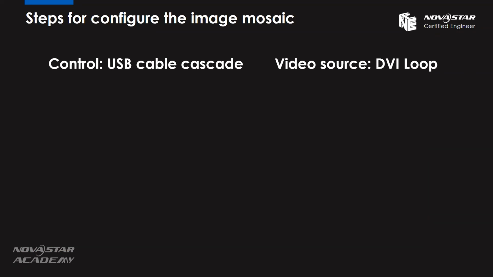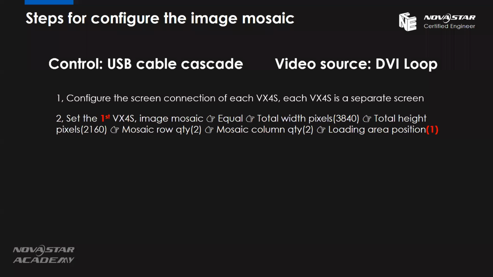So let's have a short review of the steps to configure the image mosaic. First, for the control channel, we use a USB cable to connect the control PC to the first sending card, and we cascade all the VX4S via the USB cable. And for the video source, it comes from the control PC, the DVI signal, and we use the DVI loop to the second one, to the third one, and to the fourth one. And we need to go to the software to configure the screen connection of each VX4S. Each VX4S is a separate screen, which means we need to create 4 screens in the screen connection interface.